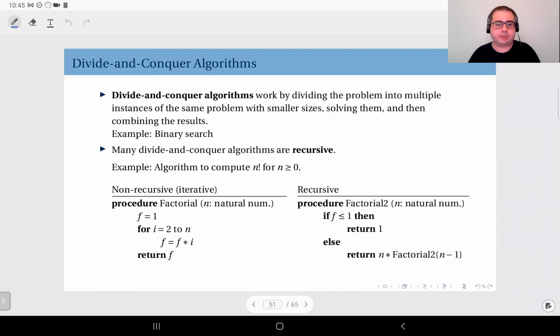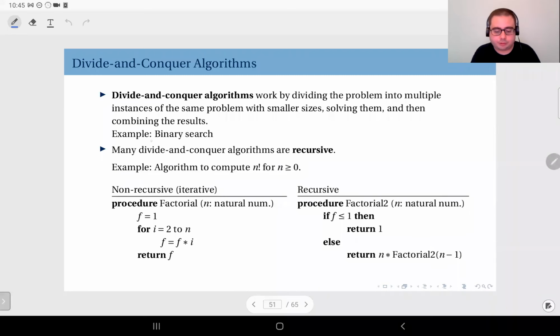A very important type of algorithm is the one called divide and conquer algorithms. And as the name suggests, these types of algorithms work by dividing the problem into multiple instances of the same problem, but with smaller sizes, and then solving them, and then you combine the results.